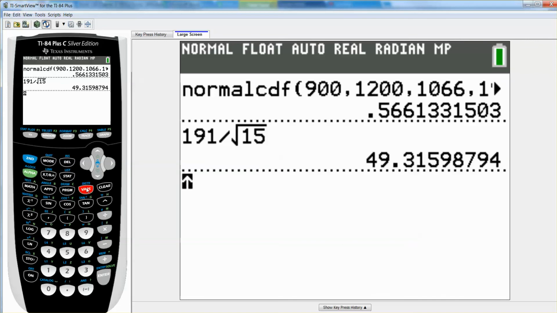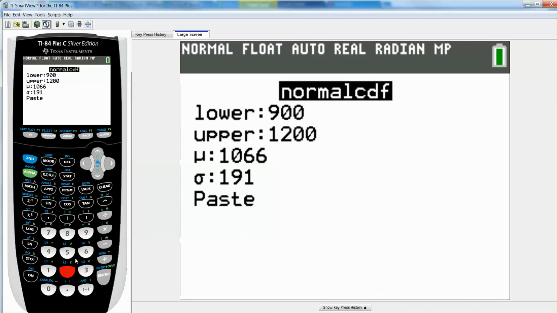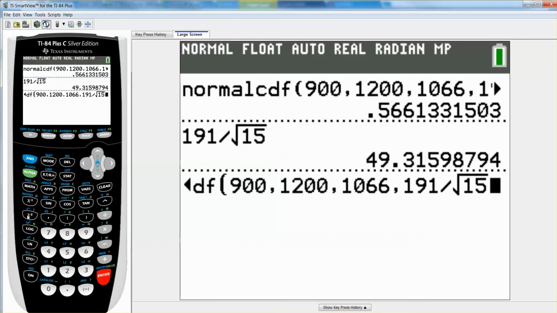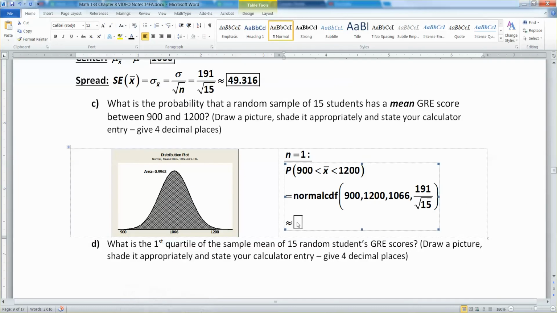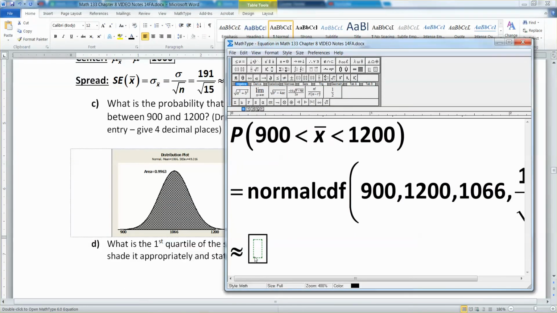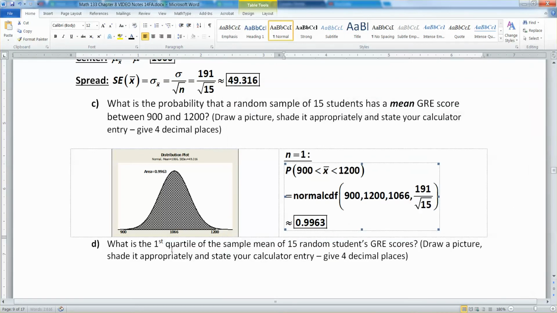So I'm going to take the distribution menu, number 2, 900, 1200, 1066, but here I want to do 191 divided by the square root of 15. You don't have to bother with closing your parentheses. It'll be all right when you paste it in, although if you want to be more careful, you can. You see 0.9963. It's a lot in there. We said it was easier to be around the center, and we weren't lying.